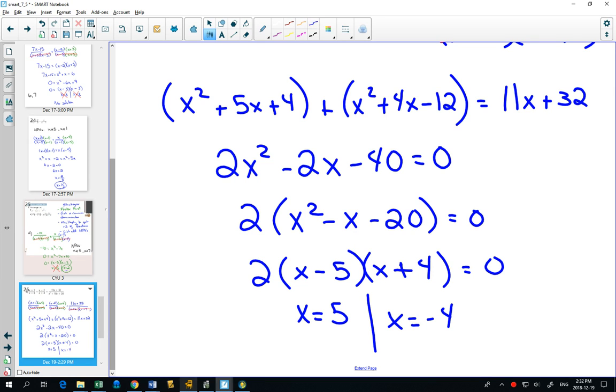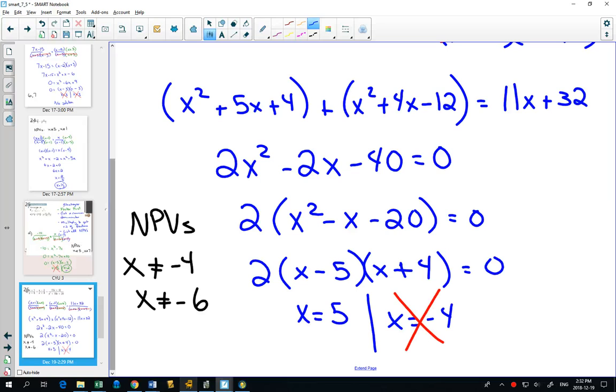So we haven't listed our non-permissible values yet. What can't x equal? Negative 4, and x can't equal negative 6. And so this is a non-permissible value. This one is okay. There's our only solution.